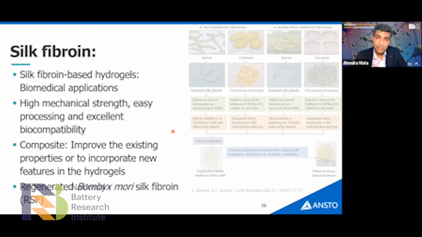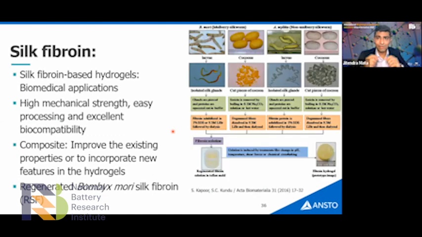Silk is very abundant in nature. It has high mechanical strength. Silk is one of the strongest materials known, and it has excellent biocompatibility. It's easy to extract from different sources and so on. And it can form composites with other materials and even improve the properties. Silk has some limitations, and you can improve its properties further.